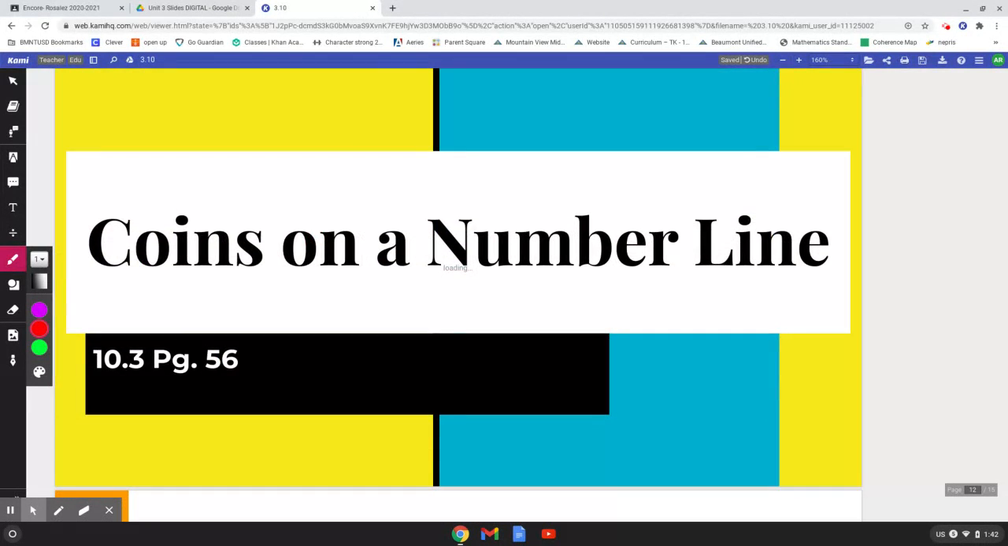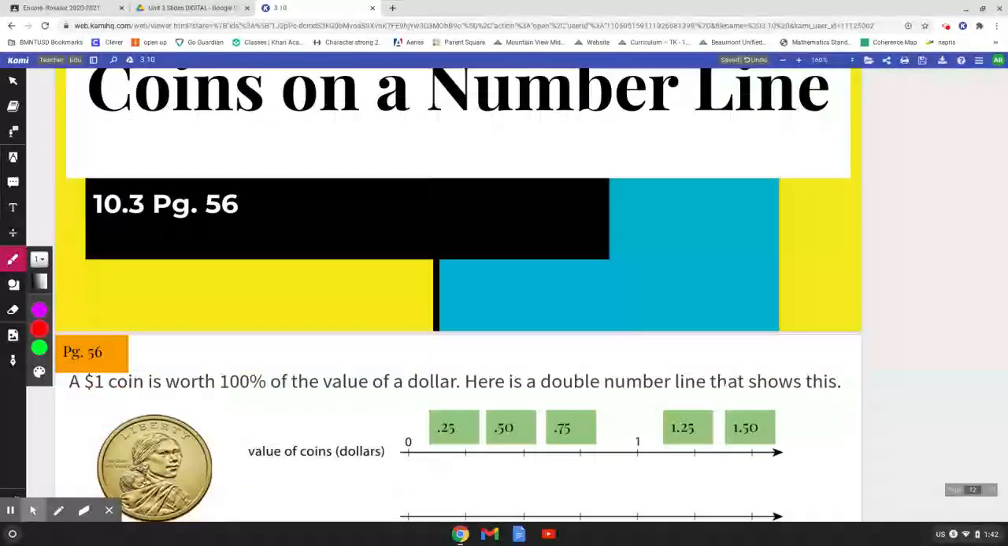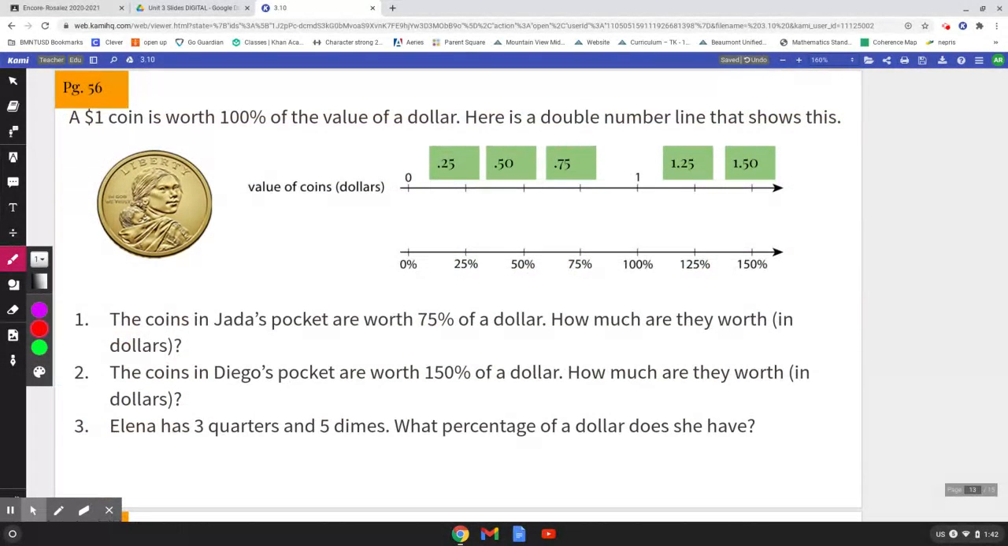All right, and then this will finish us off. We're on page 56, and we're going to use a number line. Some of you, this is going to be your route to go because some of you aren't as familiar with the coins and all these other things. A $1 coin is worth 100% of the value of a dollar. Here's a double number line. Now you're going to fill it in. I made all of them in green. So you're going to fill in your number line right now. 25% is 25 cents. 50% is 50 cents. 75% is 75 cents. 100% is 1. That's a dollar.